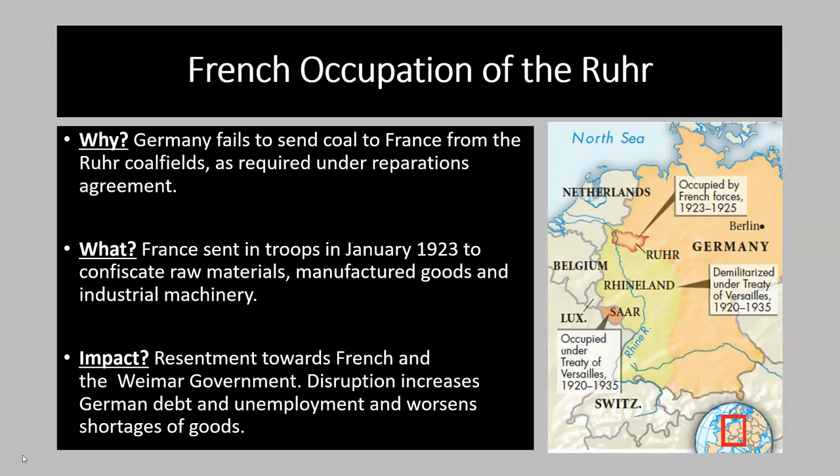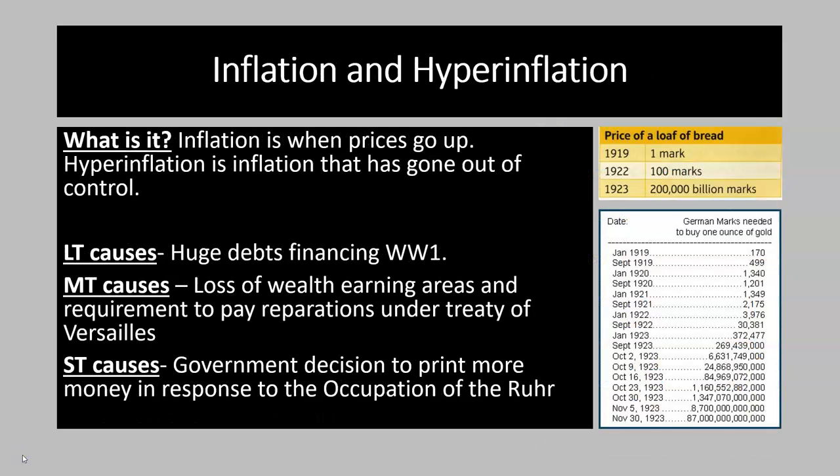Unfortunately for Germany, the occupation of the Ruhr had a very crippling effect, because it contained many factories and around 80% of their coal, iron and steel reserves. This meant that Germany's debts increased, their unemployment went up, and it worsened the shortage of goods which already existed. Now we're going to look at the consequences of the occupation of the Ruhr.